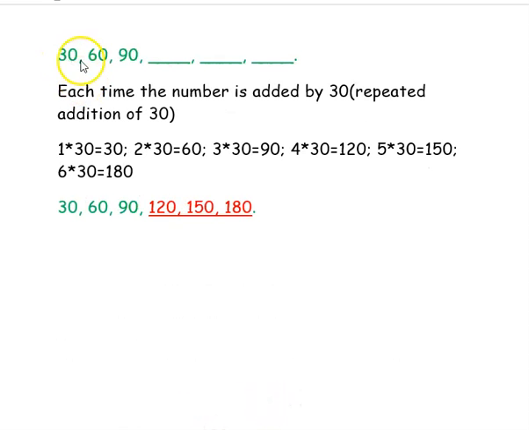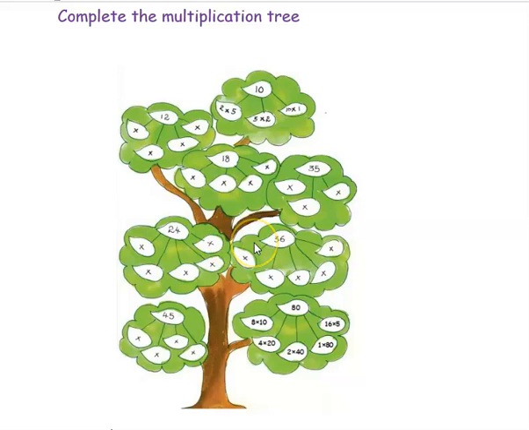The next number given is 30, 60, 90. So if you see here, each number is added by 30. So it is repeated addition of 30. So now 1 into 30 is 30, 2 into 30 is 60, 3 into 30 is 90, 4 into 30 is 120, 5 into 30 is 150, 6 into 30 is 180. So you can fill the dashes as 120, 150 and 180.